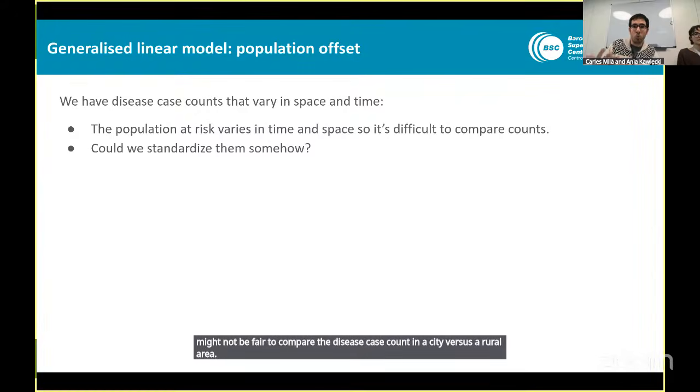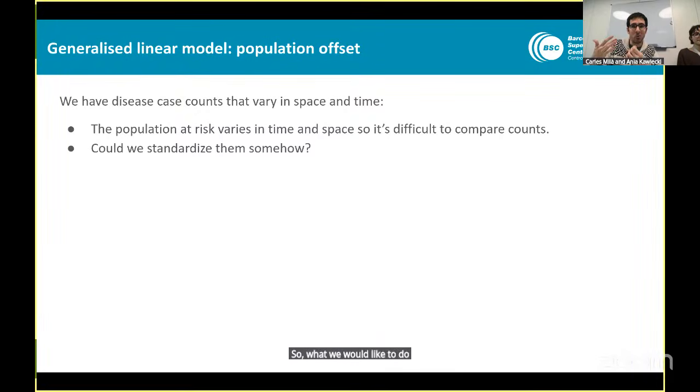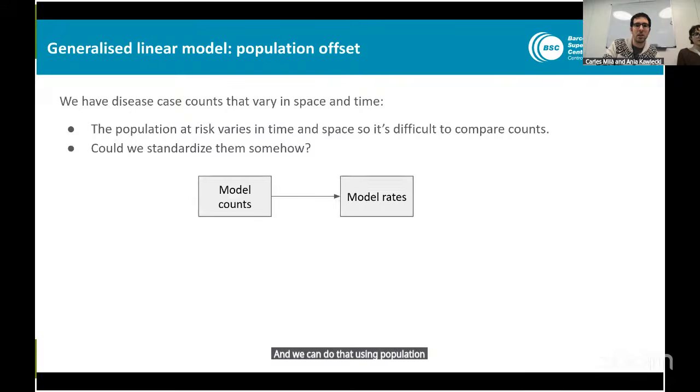So what we would like to do is to somehow try to standardize them in our model. And we can do that using the population at risk. So what we want to do is to go from modeling the crude counts to modeling the disease rates. And we'll see how introducing this tiny change, which is a population offset, we can do it in the model we have so far.